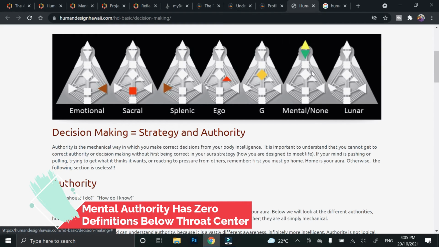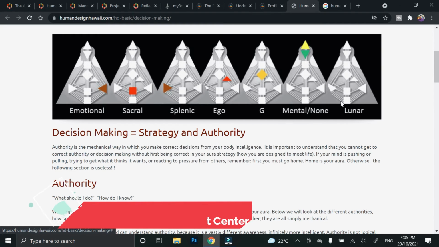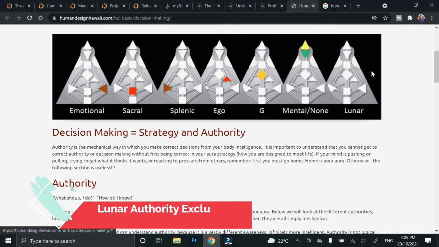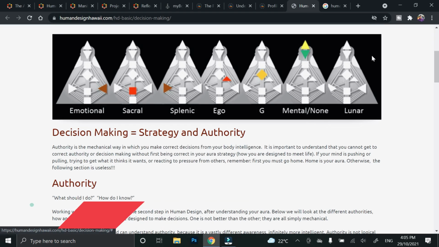your chart. And for the lunar authority, this authority is exclusive to reflectors, and you'll easily be able to spot this if they have 0 definition. In other words, like all other white centers that you see here. And so that wraps up the 7 authorities and how to actually identify them by looking at just the chart.